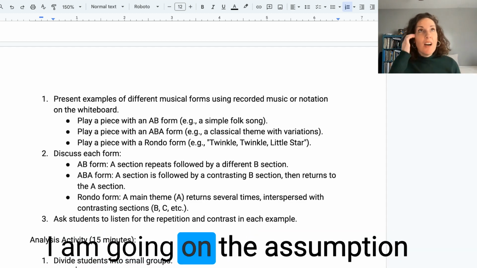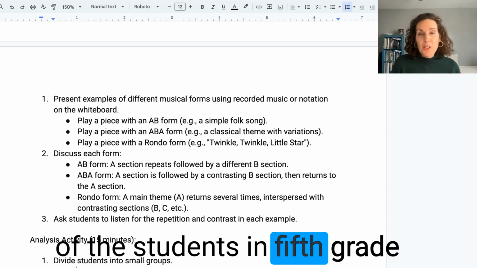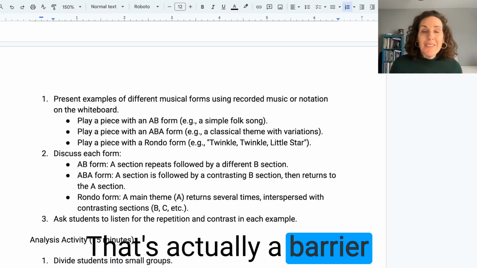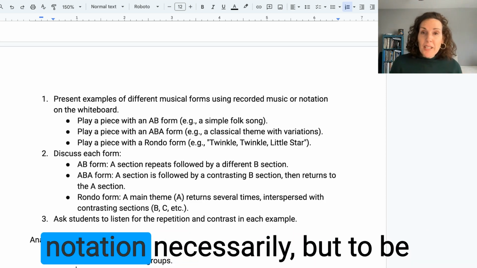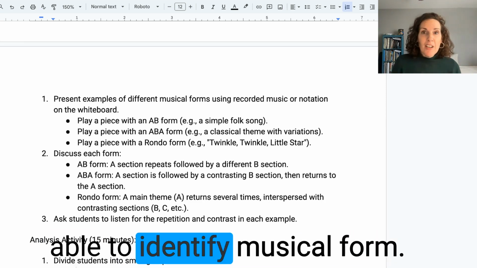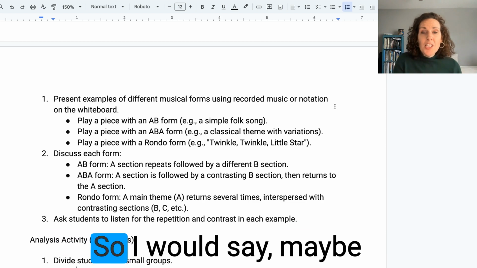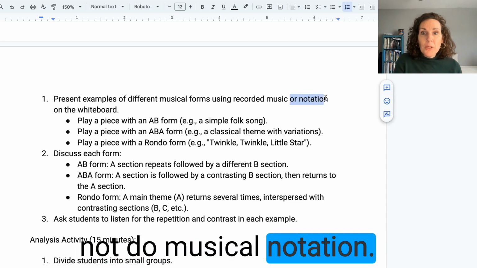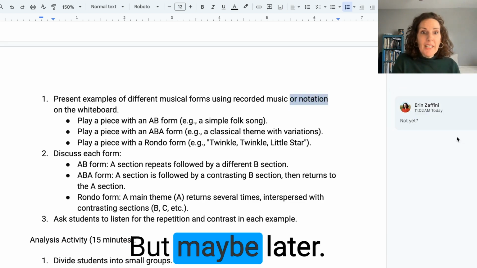I am going on the assumption that we can't assume that all of the students in 5th grade can read musical notation. That's actually a barrier for a lot of students. So if the idea is not to be reading notation necessarily, but to be able to identify musical form, we can definitely do that orally for sure. So I would say maybe not do musical notation yet, but maybe later.